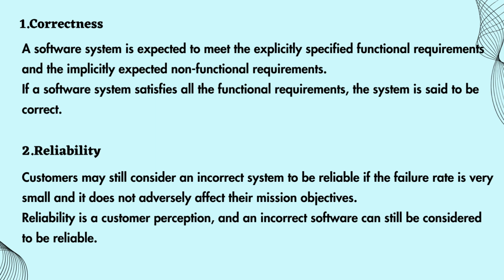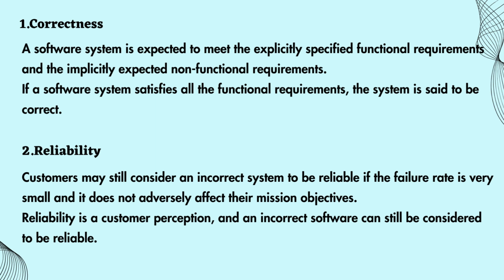The first one is correctness. A software system is expected to meet the explicitly specified functional requirements and the implicitly expected non-functional requirements. If a software system satisfies all the functional requirements, the system is said to be correct.